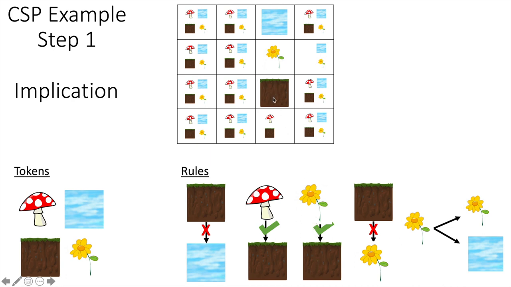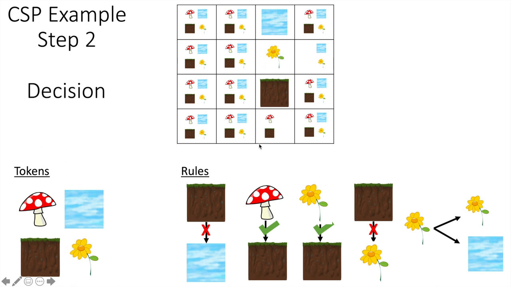And below the ground, now ground can only have either a mushroom or ground below it because we know it can't have sky or flower below it. Over here on the right, I've changed the right cell to the flower to either have to be a flower or the sky because of this rule. Okay, so next step, we make another decision.